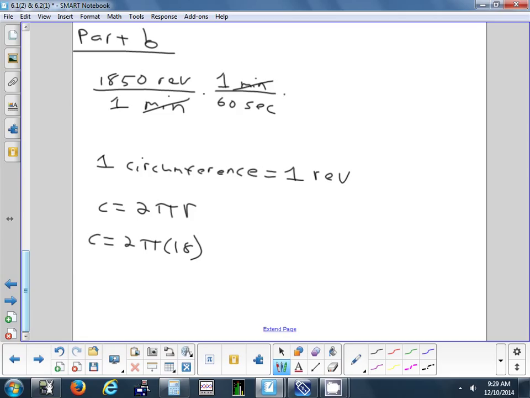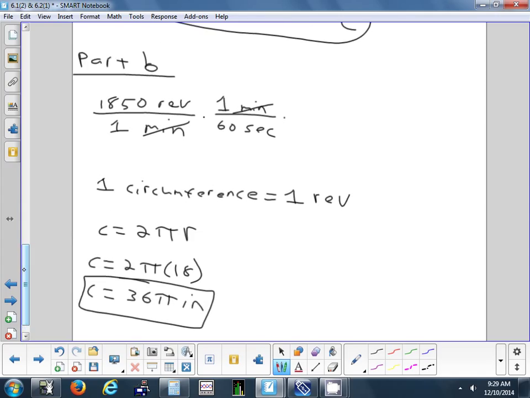Let's just leave it as 36 pi inches. Okay, now we have a conversion between revolutions and inches. We know in one revolution there is 36 pi inches. Again, for this particular wheel. Only a wheel with an 18-inch radius.